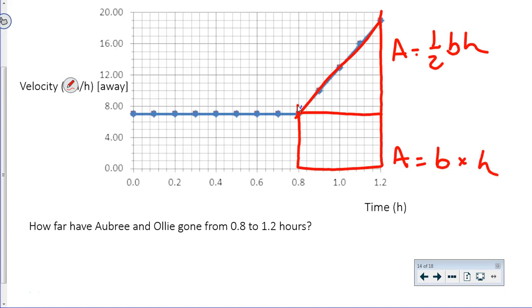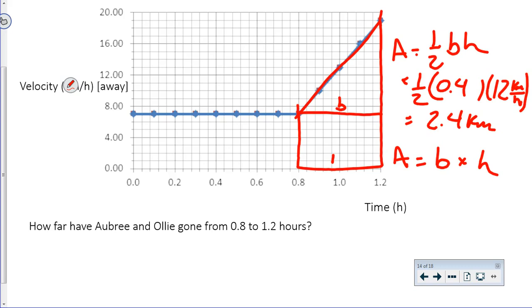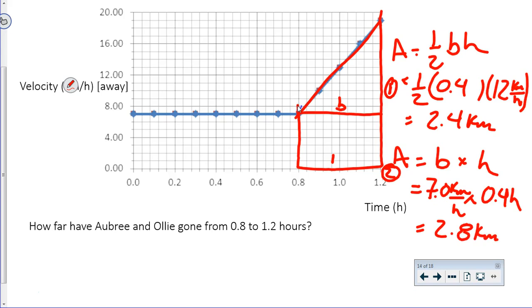So if you take a look, we got 1/2. Our base here is 0.4 on the bottom, our height is 12 kilometers an hour, and we get an answer of 2.4 kilometers. But that's not all. Now we have to solve the second part in order to find the total distance. So we'll call this part 1, we'll call this part 2, and at the very end we add 1 and 2 together. For this area here we're going 7.0 kilometers an hour times 0.4 hours, which gives us 2.8 kilometers. So our total, if we take our 2.4 and our 2.8, is a distance traveled of 5.2 kilometers.